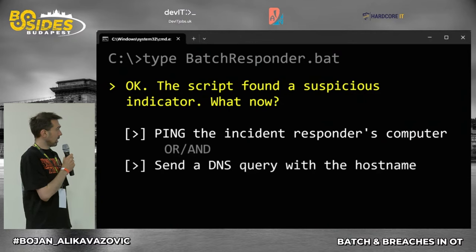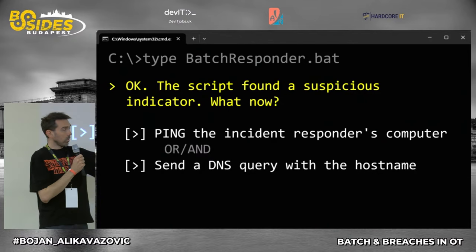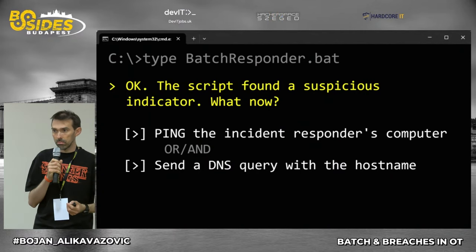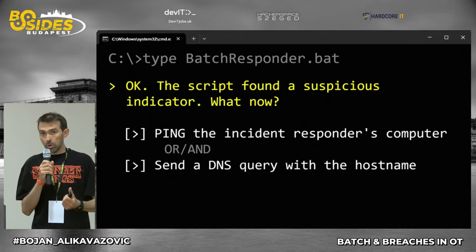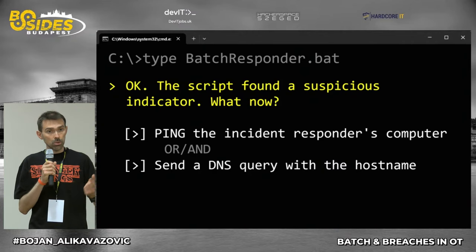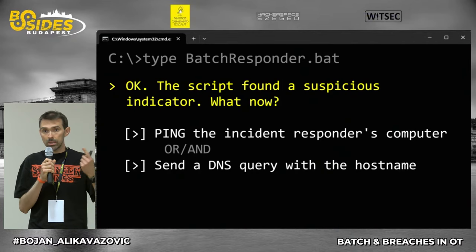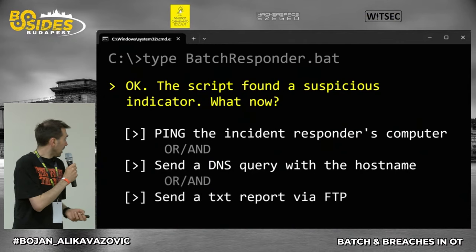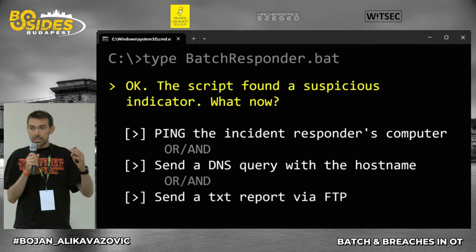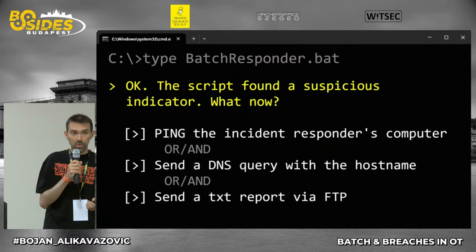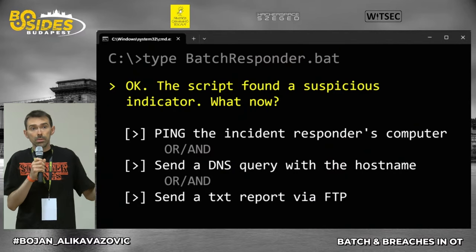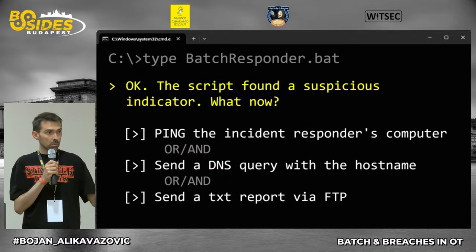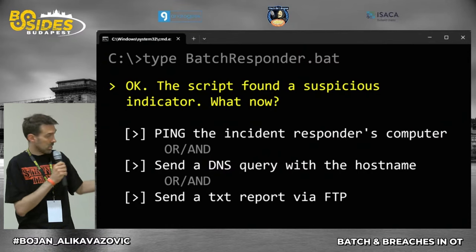Another option is to send a DNS query with the host name of the infected computer in it as a subdomain. You can ping a computer without installing any tools. You can send a DNS query without installing any tools. And the third option, you can send a very simple TXT report via FTP. Why? Because you don't have to install anything on Windows XP, Windows 11, or Windows Server 2000 to use an FTP client.